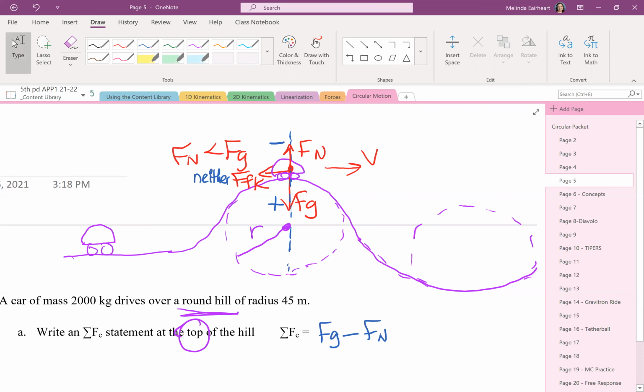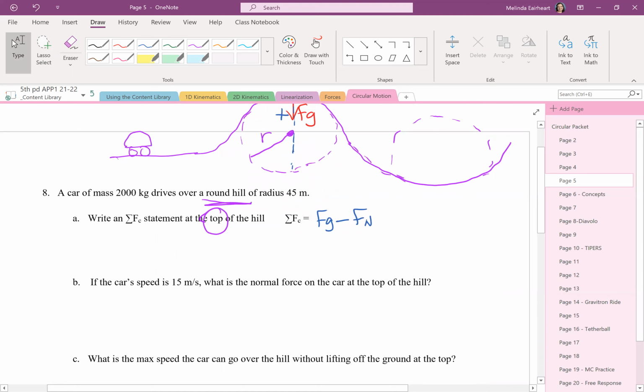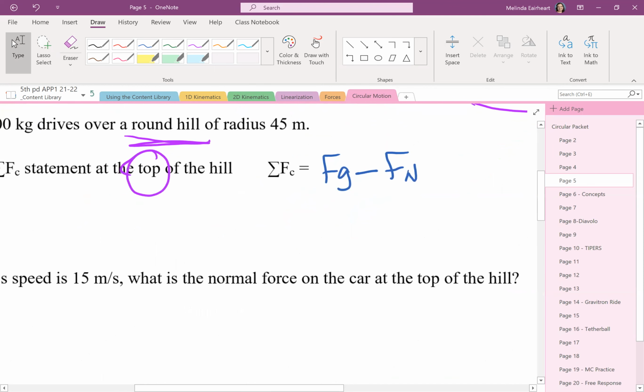Okay, so there's our Fnet statement. Now it says, what if the car's speed is 15 meters per second when it goes over the hill? What's the normal force at the top of the hill? So we're going to use that statement, and I'm going to write just underneath it. We're solving for normal force. It's negative on the right, so I'm going to make it positive on the left. And so I'd say Fn plus Fnet C equals Fg.